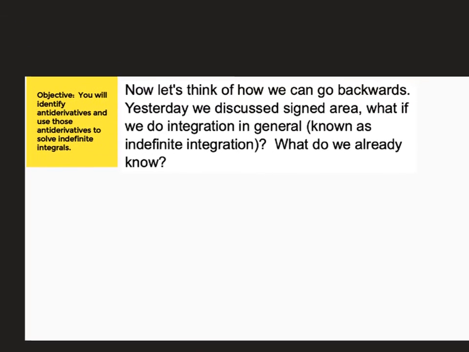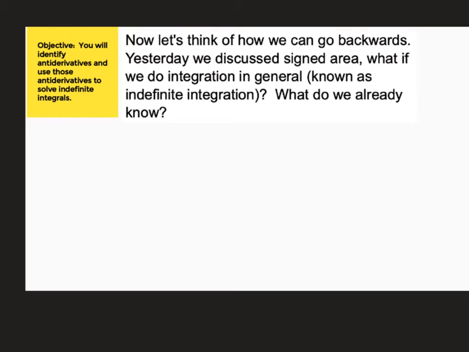Instead of having, say, the integral from 0 to 1 of x dx, and we can find what it gives us, a specific number, which we could figure out because it's a line. Indefinite integration is saying, okay, think of it as our derivative. Our derivative is x, sorry.